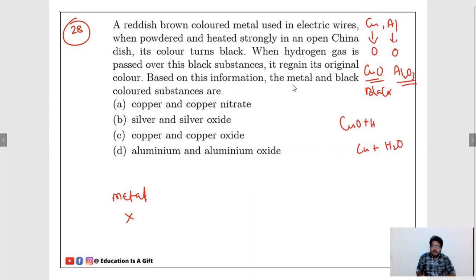Based on this information, the metal and the black colored substance. Simple. We have copper and copper nitrate, no. Copper and copper oxide, yes. It is not silver, not silver oxide, not aluminum, aluminum oxide. Only option left: C, copper and copper oxide.